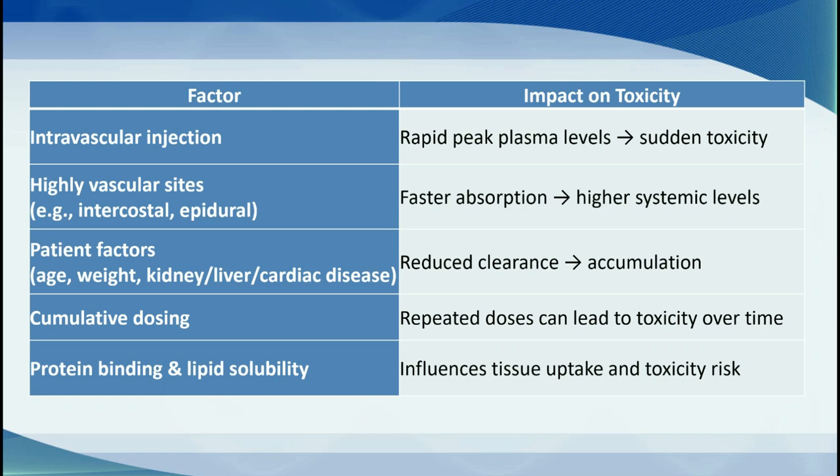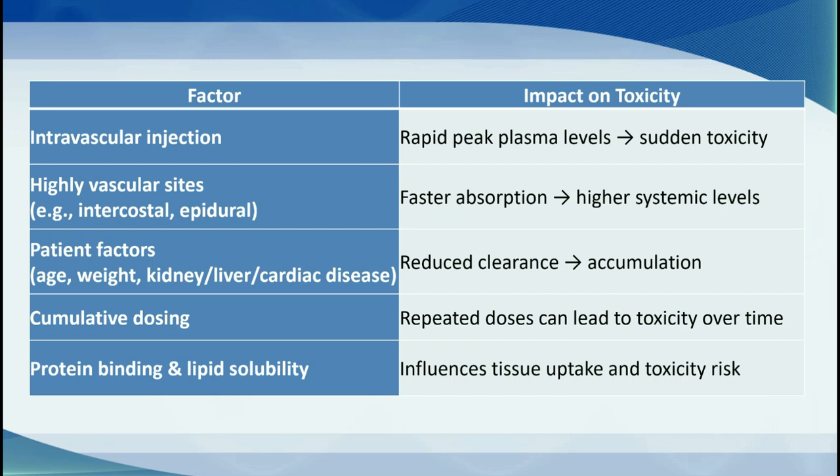Intravascular injections will rapidly raise plasma levels and cause sudden toxicity even in modest doses. You need to be careful at highly vascular sites such as the intercostal space or anything that abuts a major blood vessel, for example, the femoral artery or a brachial plexus block in the supraclavicular area just beside the subclavian vein. Patients' weight, their kidney function, liver function, and whether they have cardiac disease affect their clearance, so drugs will accumulate. You also need to be careful if boluses of the drugs are being repeatedly performed.